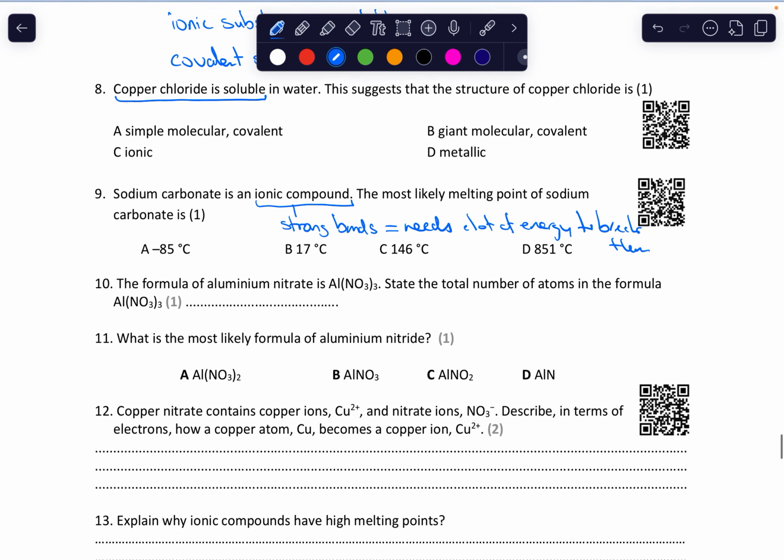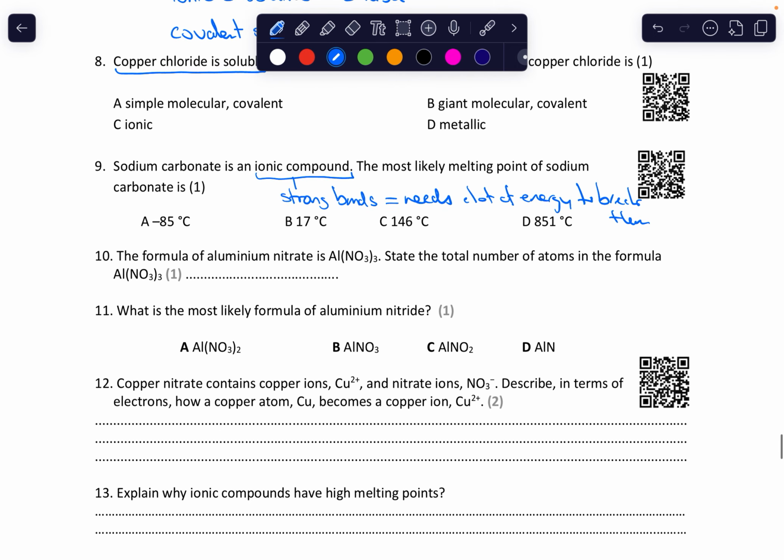The formula for aluminium nitrate, state the number of atoms. Simple rule here, if you remember, is the number outside the bracket multiplies whatever's inside the bracket by that number. So we times the N by 3, and then here we also times the O by 3 as well. And then we'll add in the aluminium.